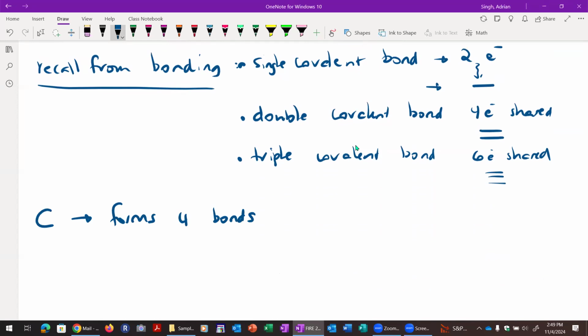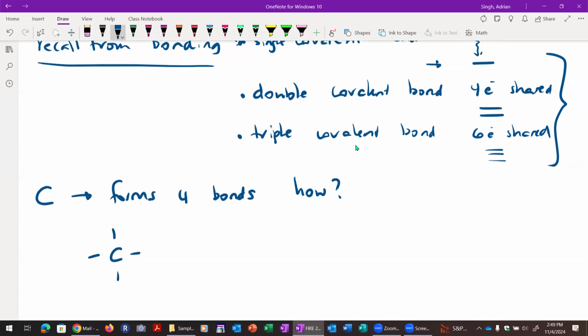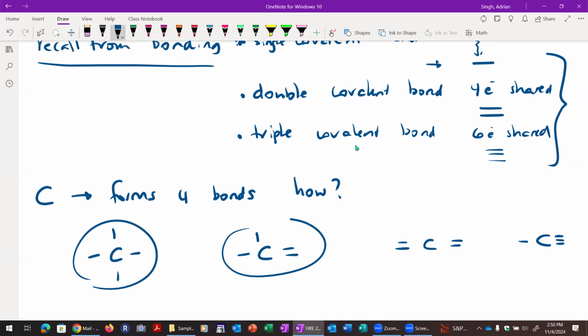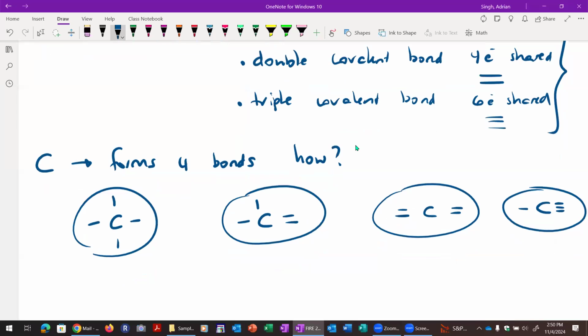And if you think about now, how can it do that? Well, it can do so in all of these examples. So I can have a carbon with four single lines to it. The main thing when you see the number of bonds for carbon is that it needs to have four lines. We can have a carbon with a double bond and two single bonds, a carbon with two double bonds, or a carbon with a triple bond and a single bond. So in all of these cases, if I add together all the lines, I have four lines around the carbon. And this makes it very versatile.